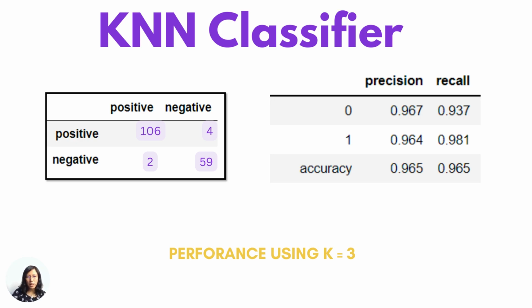KNN is very simple and easy to understand, and when you use sklearn, it is also easy to implement. So we should try using different values of parameter k and see how the performance changes. That's all about the KNN classifiers that I want to cover in this class.